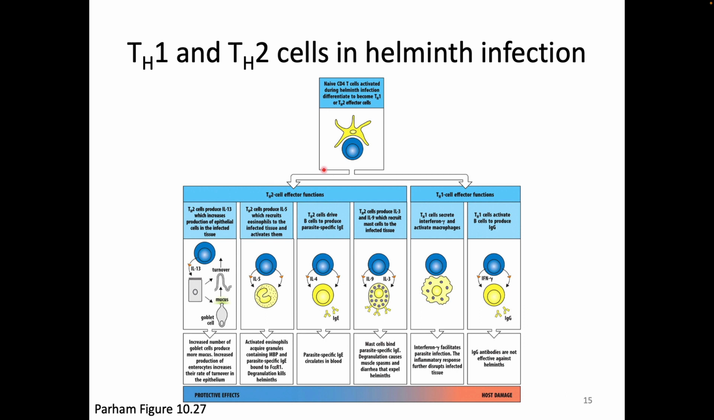Some people, when they get a helminth infection, might make a TH2 type of response. If they make a TH2 type of response, they're going to get some mucus, they're going to get rid of epithelium, they're going to activate eosinophils, they're going to make some IgE, they're going to kill those parasites. Other people might make a more TH1 related response. If somebody makes a TH1 related response, they might make IgG antibodies, which are useless against helminths. They also might make a whole lot of interferon gamma, which actually might start to disrupt healthy tissue.